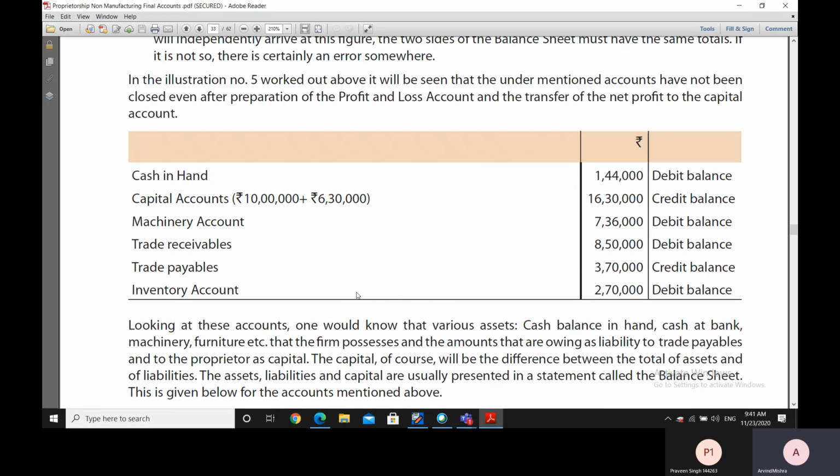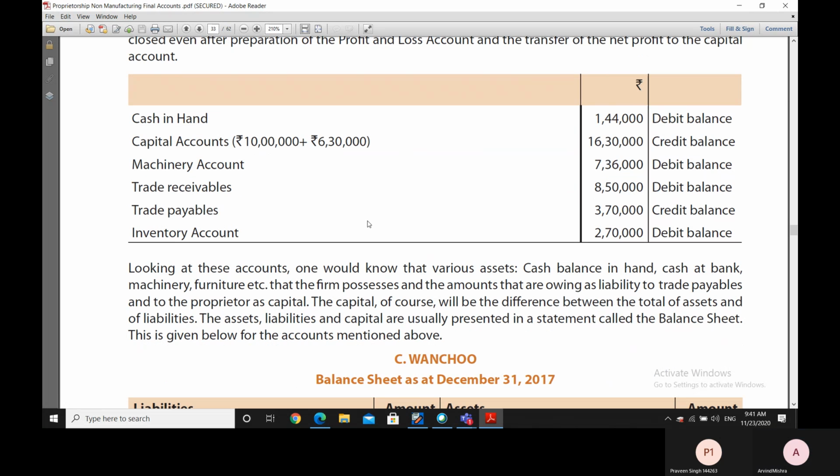And in the closing inventory account also, we are having a debit balance of 2,70,000 rupees. Now, when we look at these accounts, we would know that these are all asset accounts, like cash balance in hand, cash at bank, machinery, furniture. These are all the assets which the firm possesses. And we have not transferred these account balances anywhere so far.